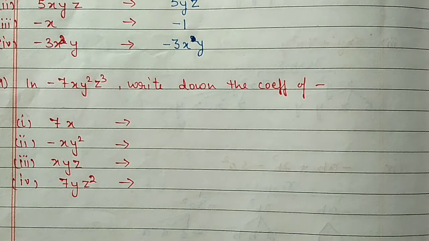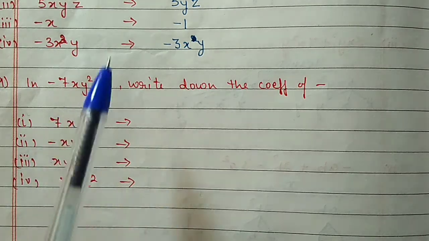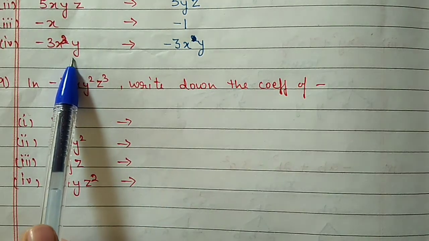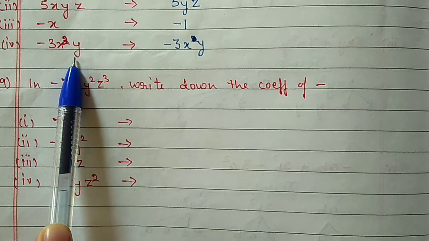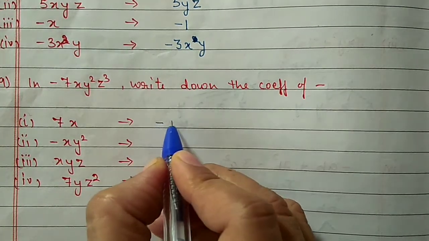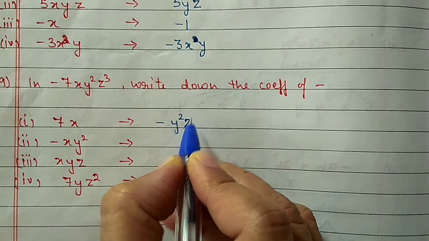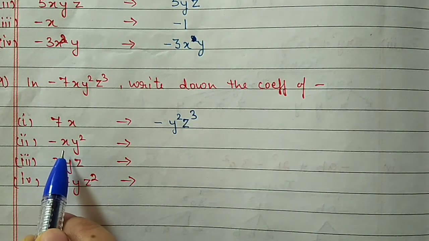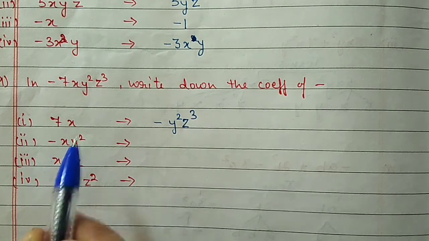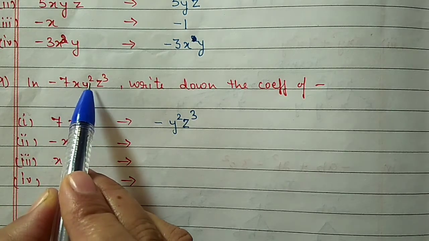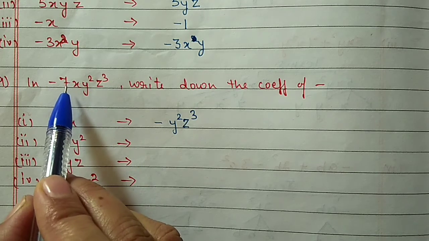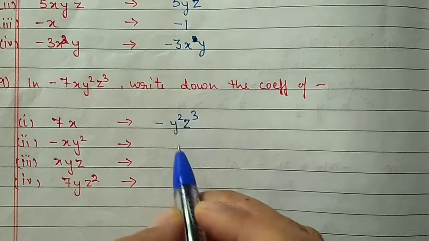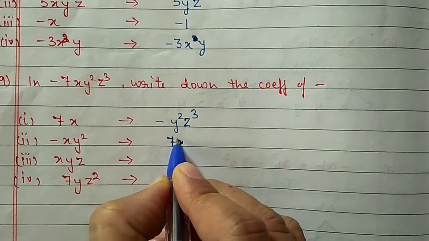Next, question number 9, in minus 7xy square z cube, write the coefficient of 7x. So 7x we have to hide and remaining things we have to write. So if you hide 7x, we are getting minus y square and z cube. In second one we have to find the coefficient of minus xy square. So minus x and y square we have to leave, other things we will write. So 7 is left over and z cube is left over. So 7 z cube.